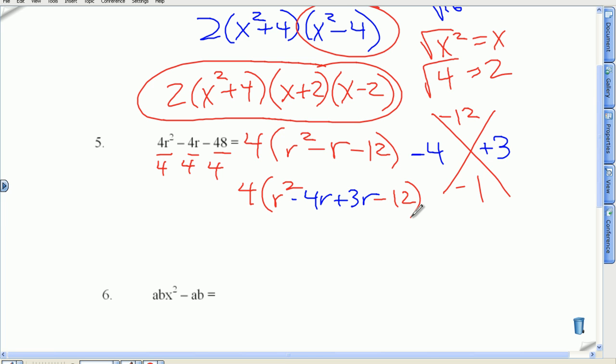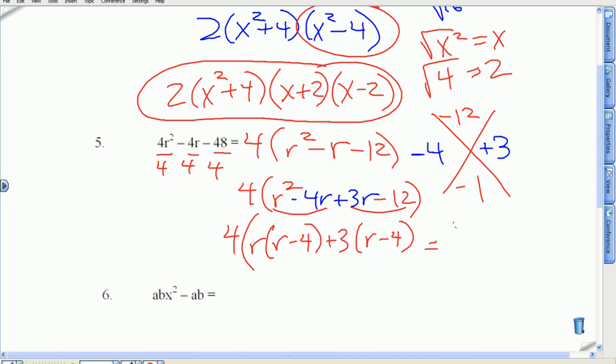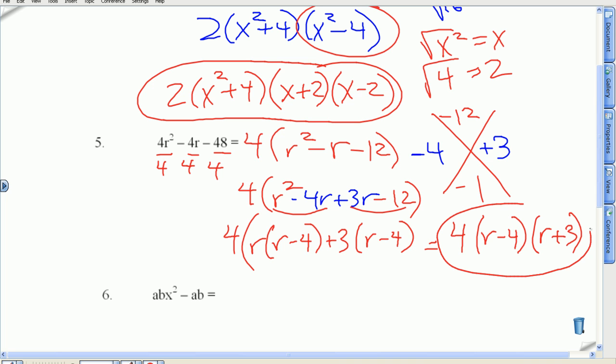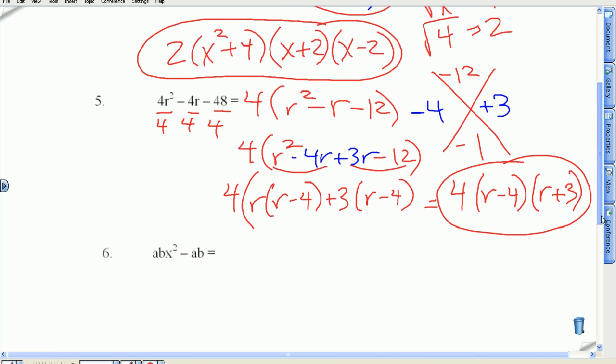Alright, just keep that 4 in front of the whole thing the whole time. So this is 4 times, common to those two terms is an r, common to these two terms is a 3, and our final answer I'll put over here just for space reasons. 4 times r minus 4 times r plus 3. So that 4 you took out, that GCF you took out earlier, just going to stay in front of the whole thing. Don't lose it. You don't want to misplace it because it does have to be part of your answer.